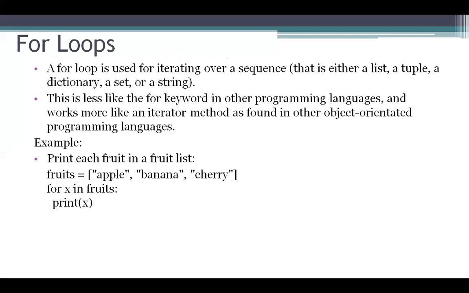This is like a for keyword in the other programming languages, but when it comes to Python, it works more like an iterator. The example given here is fruits, which is a tuple with three elements: apple, banana, and cherry. The for loop iterates through each element of the fruits tuple and prints it. Let's see that example.